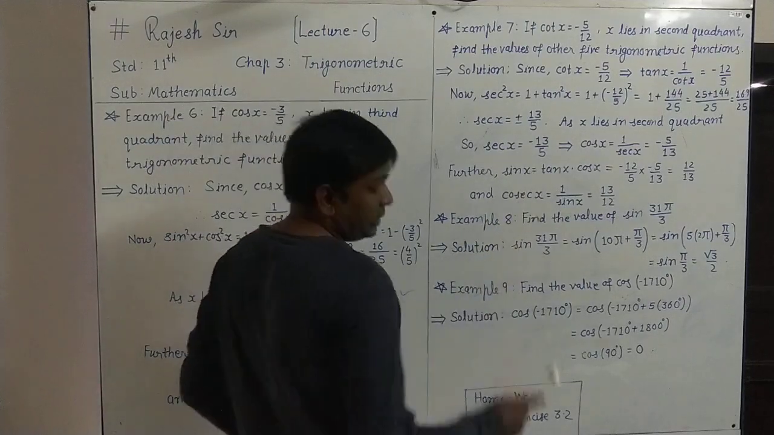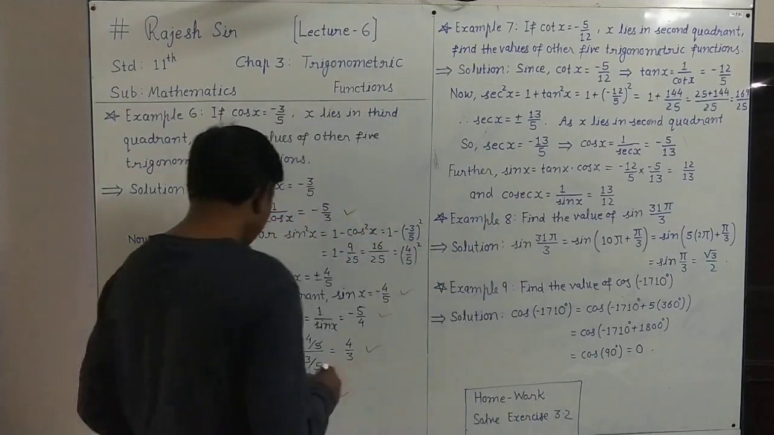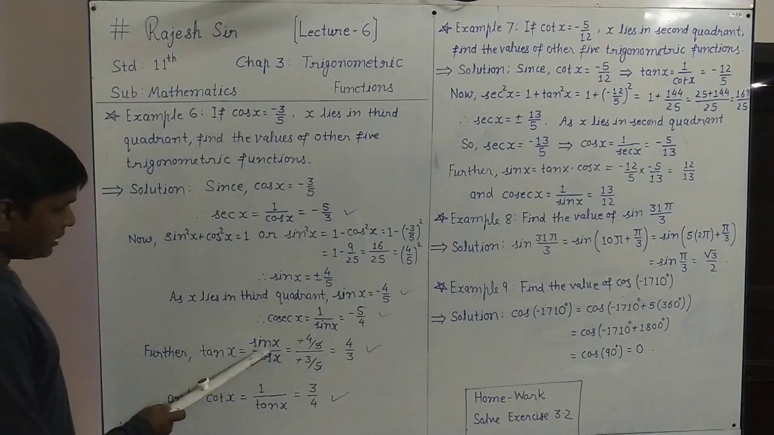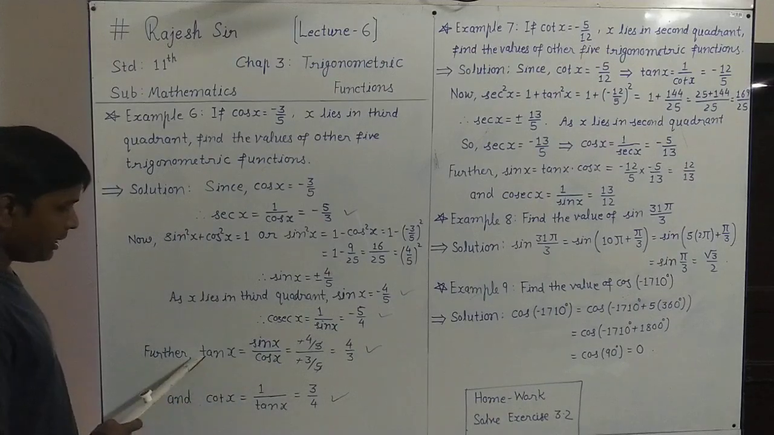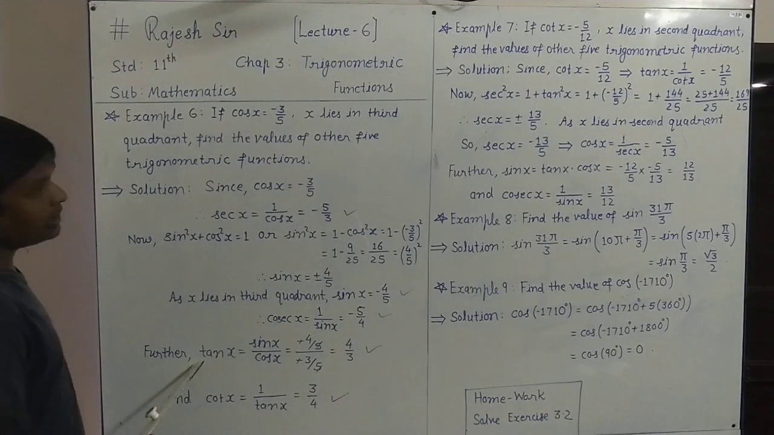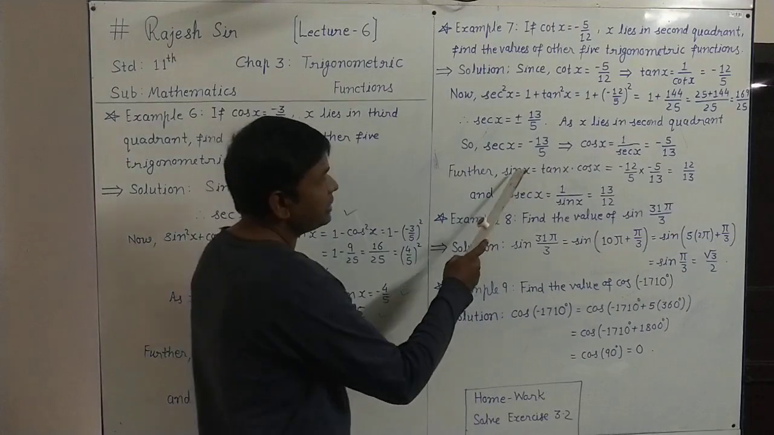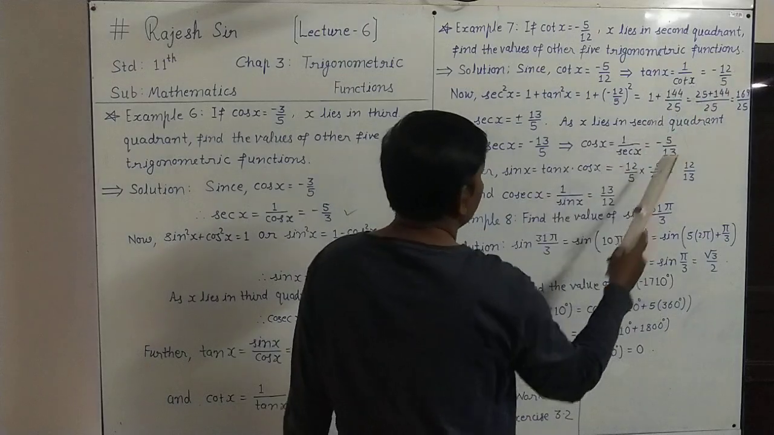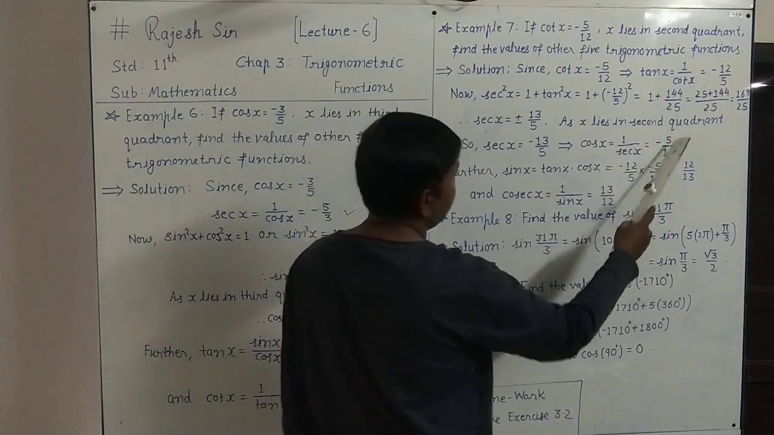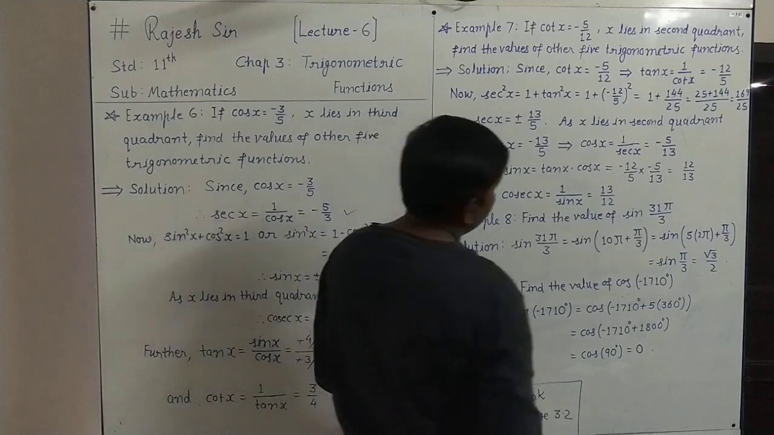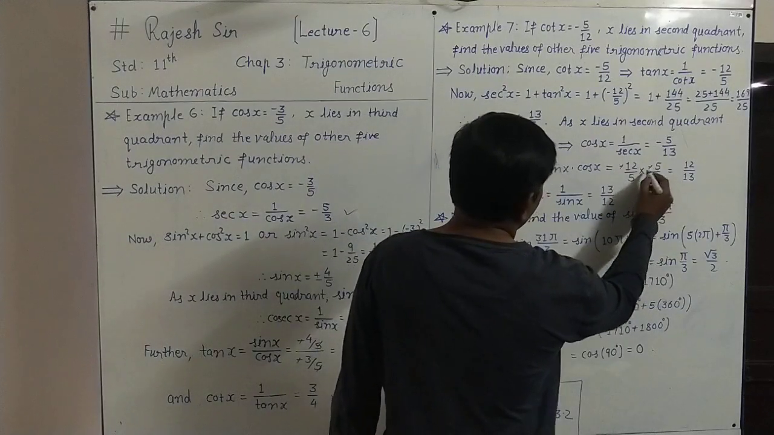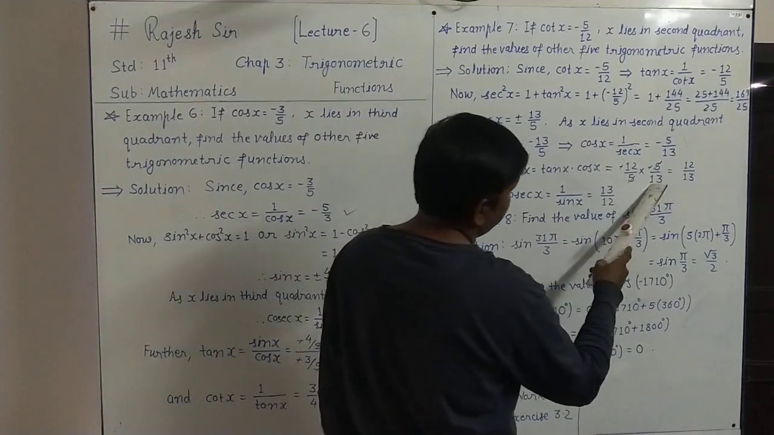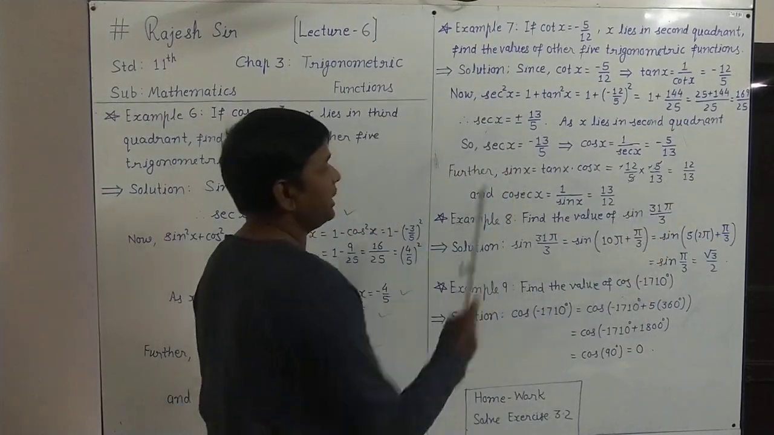Further, as you know, tan x equals sin x upon cos x. So we can make sin x equal to tan x into cos x. That we have used directly here: sin x equals tan x into cos x. The tan x value here is minus 12 by 5 into the cos x value, minus 5 by 13. So minus minus is plus, and the 5 up and down cancel. What is remaining? Up there 12 and down there 13. So 12 by 13 is the value of sin x.